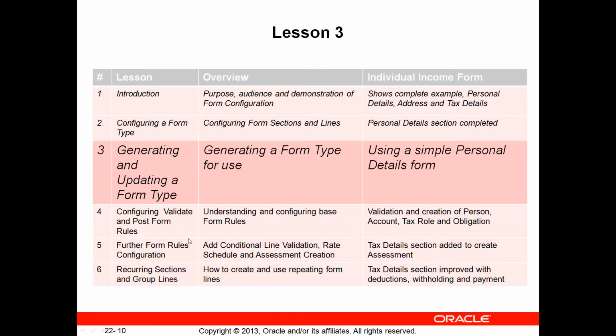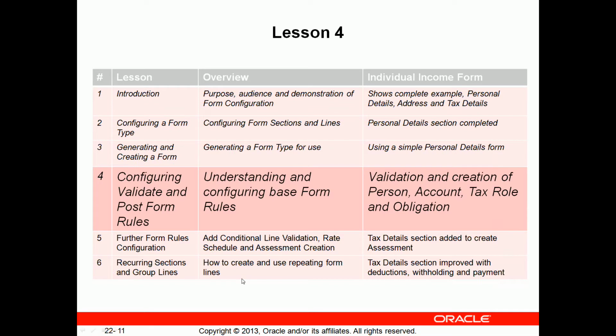So that leads us into Lesson 4, where we'll be looking at the first set of form rules based on the posting and the validating states, and we'll be looking at understanding and how to configure different form rules, and looking at base form rules, ones which have been provided by the product itself. At the end of Lesson 4, we would have the basics of validating the form to see whether the form has a person, account, and tax roll and obligation entity. And if it doesn't have one, then at the posting step, it will create those entities as needed.